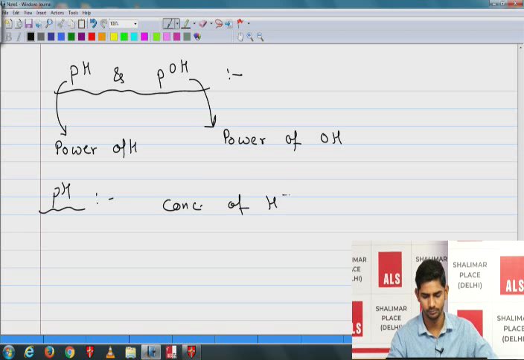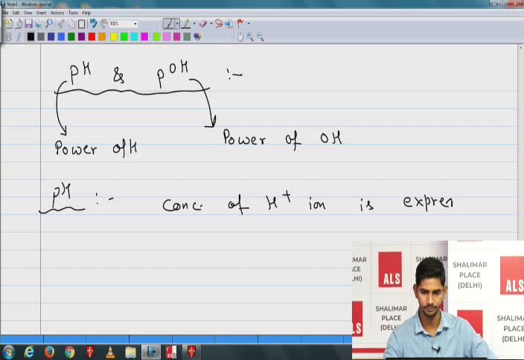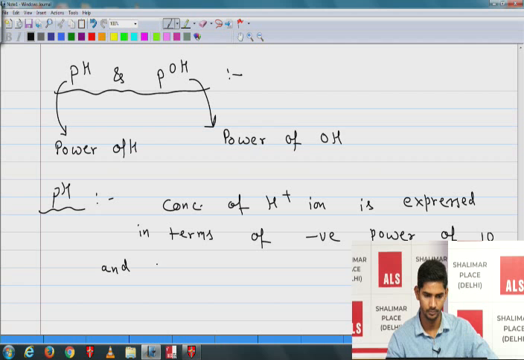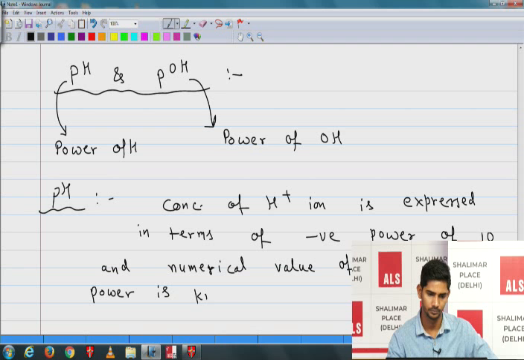You can copy with me. The concentration of H plus ion is expressed in terms of negative power of 10, and the numerical value of that negative power is known as pH. Okay, just copy this one.